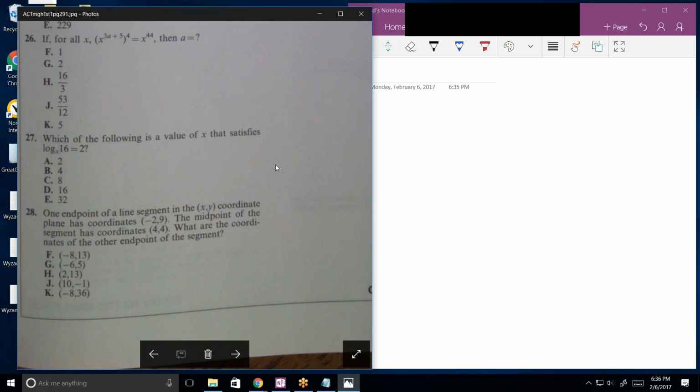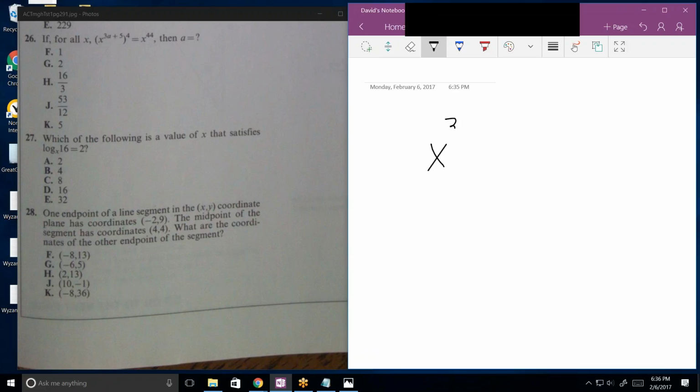Number 26. Again, don't get confused by those first 4 words. What they're really saying is, what is this equal to? First of all, we have to do this. In other words, you have to figure out which rules of exponents to apply.